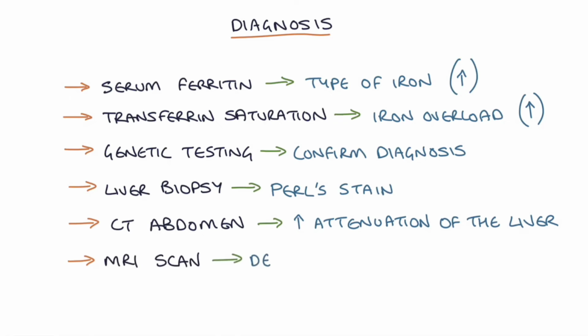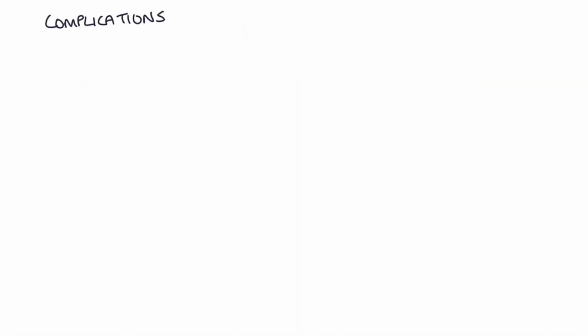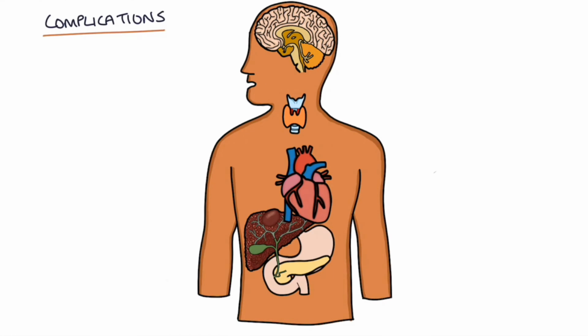And we can use an MRI scan to give a more detailed picture of the liver deposits of iron. And the MRI scan can actually be used to look at the iron deposits in the heart as well, which is one of the complications. Which brings us on to the complications of haemochromatosis.